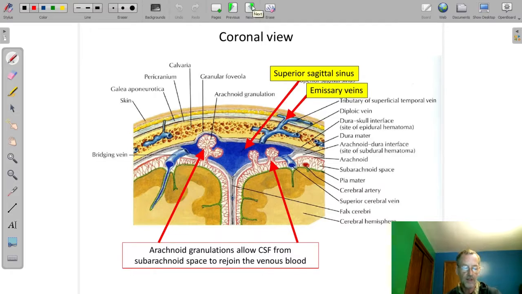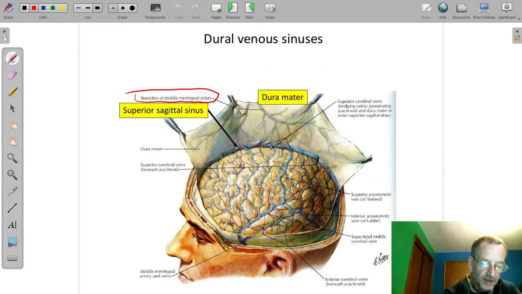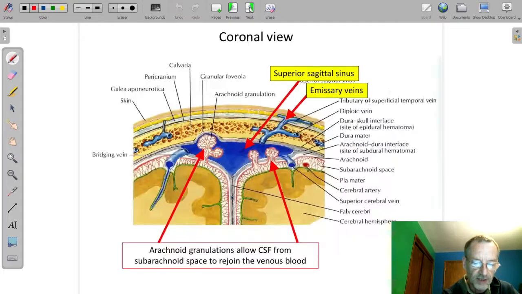So here is a coronal view of that superior sagittal sinus. So let me back up just a minute. So it's taking a slice through there, a coronal section. And the blue is the venous. The gray area is the Dura Mater. So it wraps around and it goes on both sides.